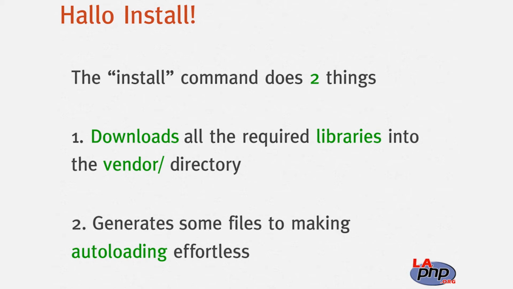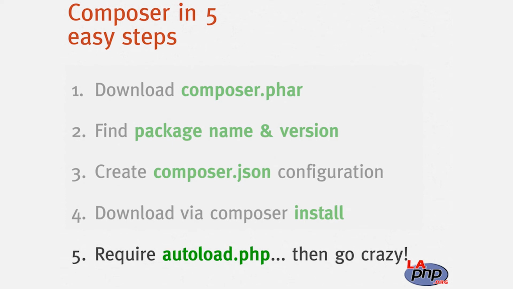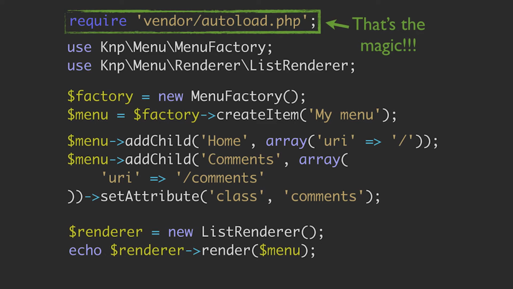So the install downloads things into your vendor directory and then also prepares in the background some magic for the autoloading. We'll see what that means in a second, but basically it's going to make our life easy when we start to use things. And then finally, we're just going to start using stuff. So all this looks like, and you'll see this code all over the place when you look at Composer, is this. This is any file in your application right here.